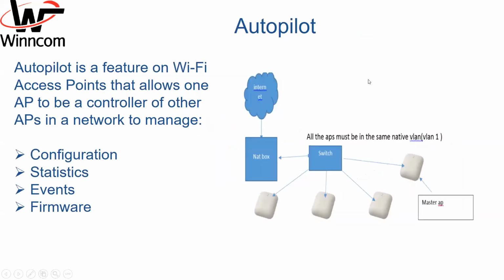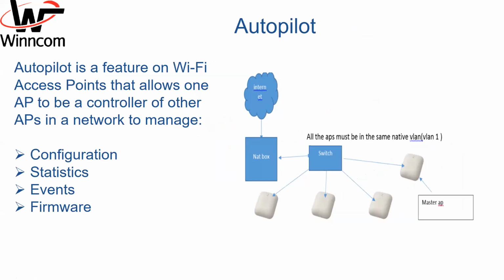When you're looking at autopilot, this is basically a feature in the access points that allows one AP to be a controller for the other access points on the network. It's used to handle the configurations, statistics, events, and even the firmware management. The advantage is there are no licenses required when you configure autopilot.